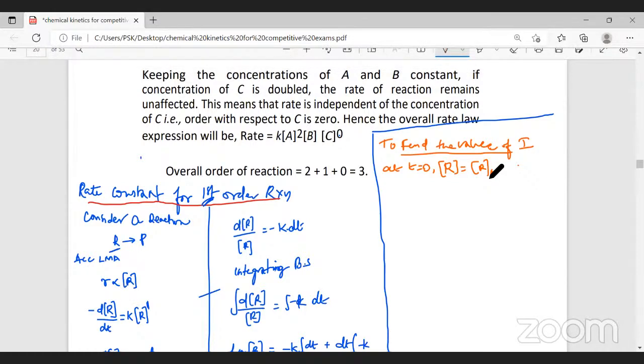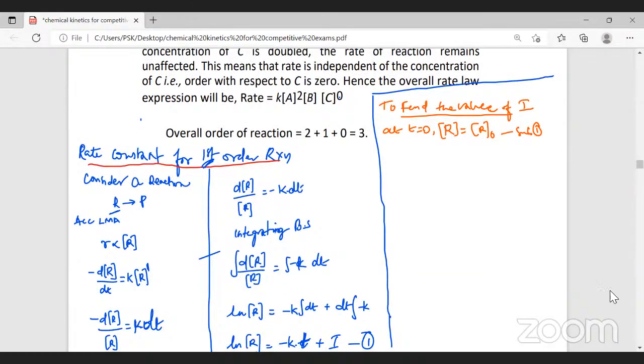So substitute this in equation 1. What do we get? Natural log of R becomes natural log of R naught, that is equal to minus k into time, which becomes 0, plus I. So I will be equal to natural log of R naught. Because we found out the value of I, the value of I is natural log of R naught.